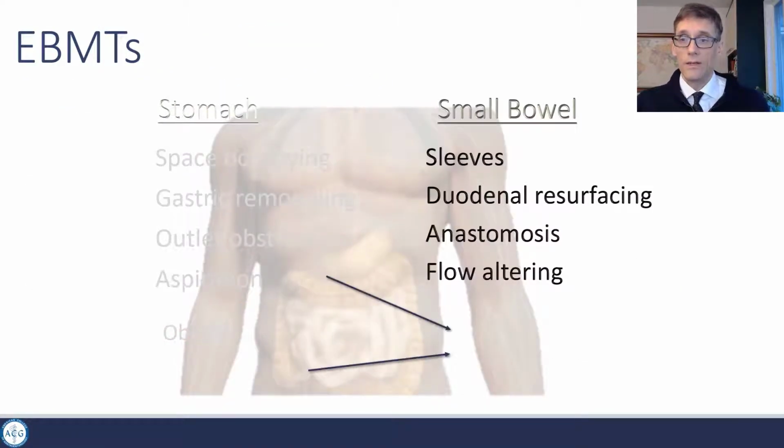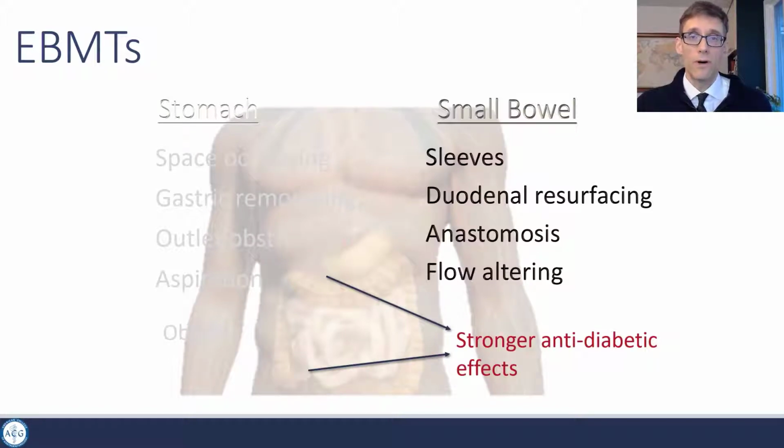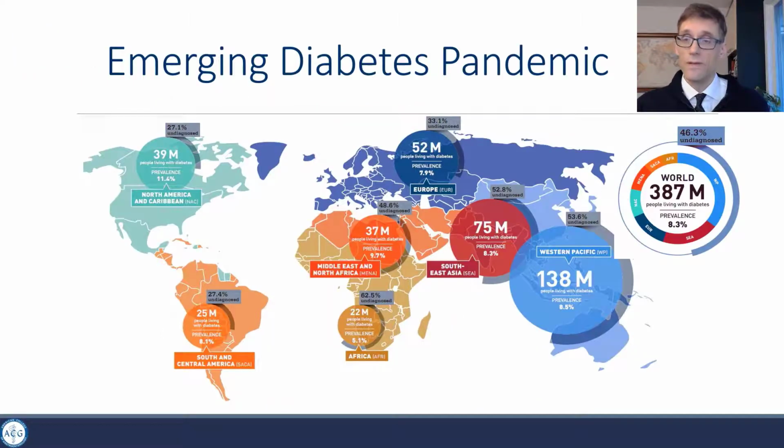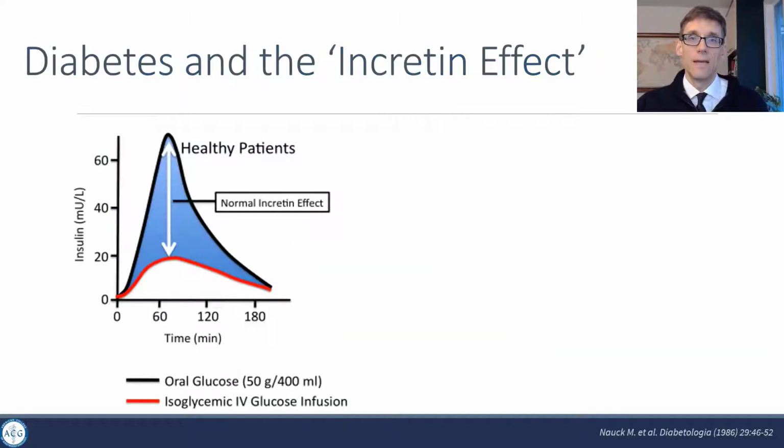Moving on to small bowel devices. Now, while most of what we've talked about so far has been FDA approved and clinically available, these devices are all currently under investigation, most in their pivotal trials in the United States. And most of these devices focus primarily on diabetes, which we know is also a pandemic affecting over 387 million people worldwide.